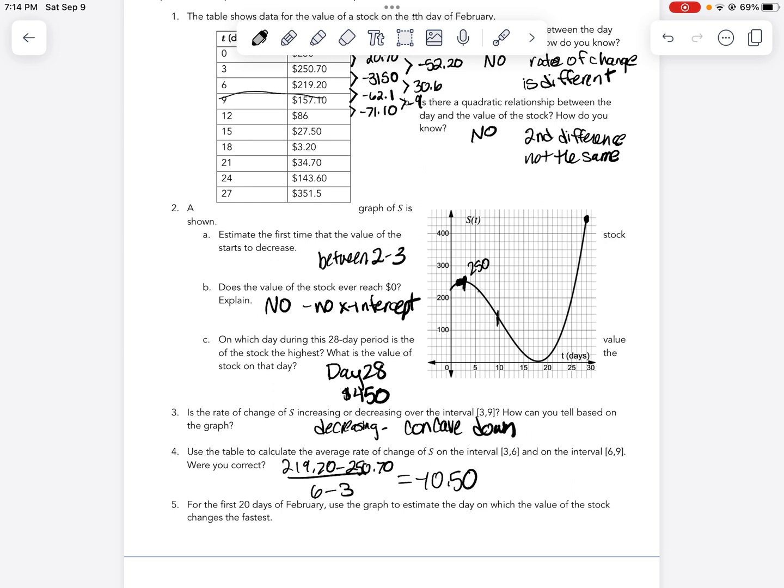And then 6 to 9. Let's use our table here. So 157.10 minus 219.2 over 9 minus 6. And that gives us 20.7. So is that correct? Yes. Well, it's definitely decreasing because it's definitely going down. So for the first 20 days of February, use the graph to estimate the day where the value of the stock changes the fastest. Well, it's looking really here and here, and maybe somewhere on this side as it's going up again, but it's changing really quickly down there. So I would say about day 10.